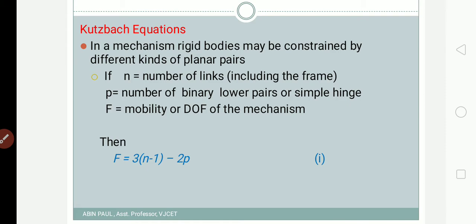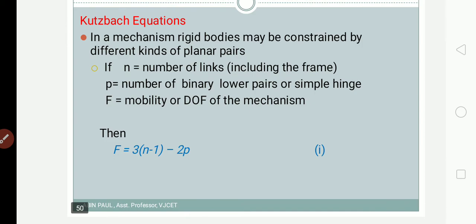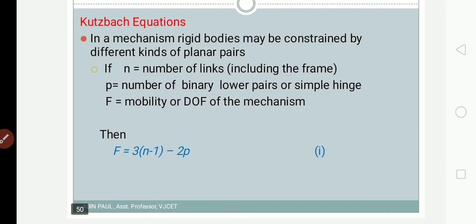If n is the number of links, including the frame, then p is the number of binary lower pairs or simple hinges. That is, p means the number of lower pairs. We studied lower pair and higher pair. What is a lower pair? A lower pair is formed when 2 links or elements have surface contact. Then what is a higher pair?